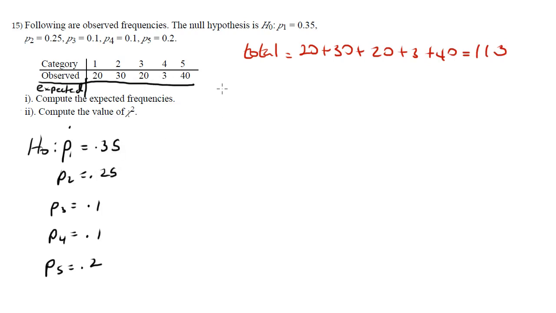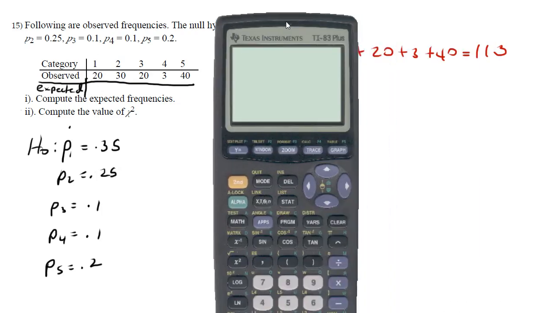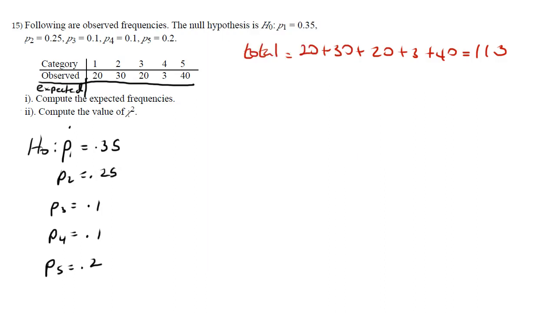So, for category 1, I expect 0.35, 35% of 113. That's 39.55.